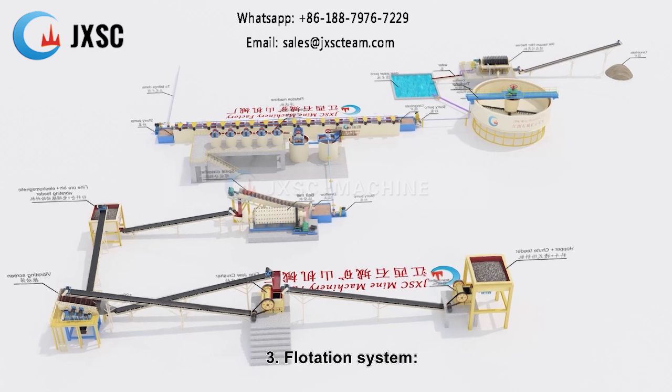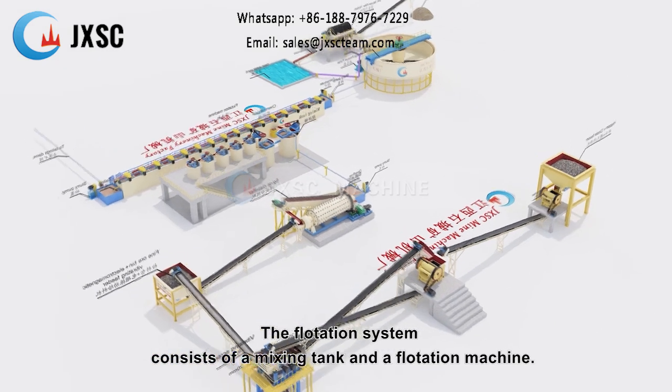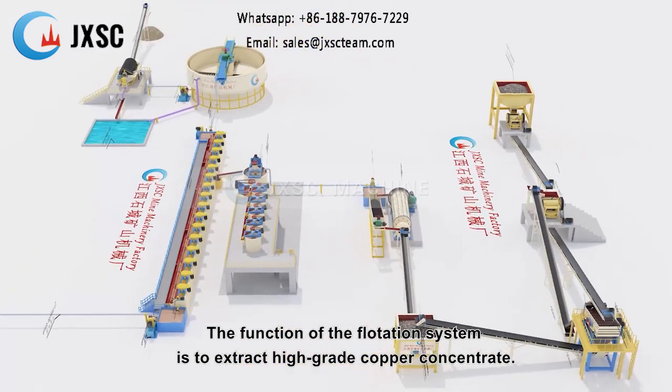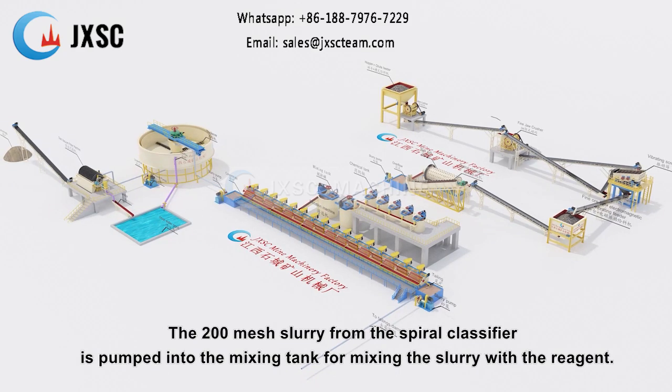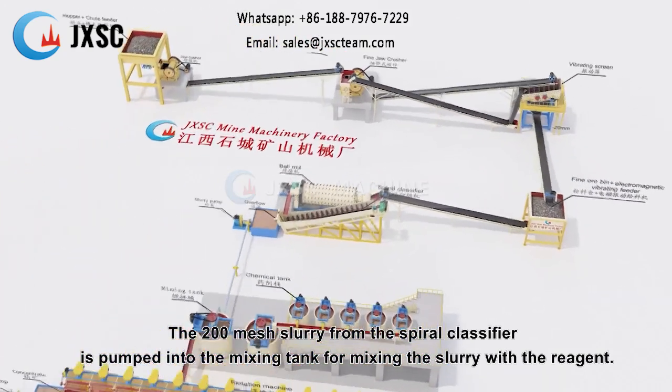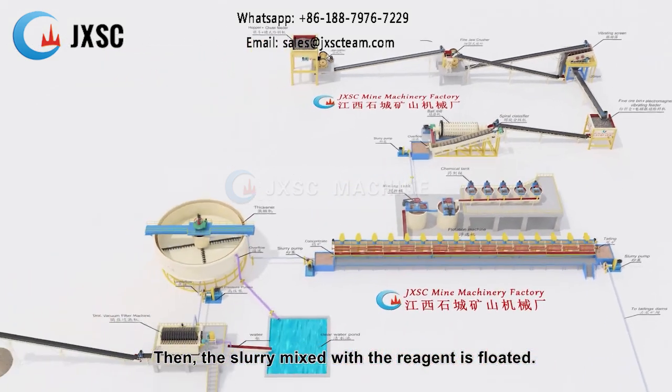3. Flotation system. The flotation system consists of a mixing tank and a flotation machine. The function of the flotation system is to extract high-grade copper concentrate. The 200 mesh slurry from the spiral classifier is pumped into the mixing tank for mixing the slurry with the reagent. Then the slurry mixed with the reagent is floated.